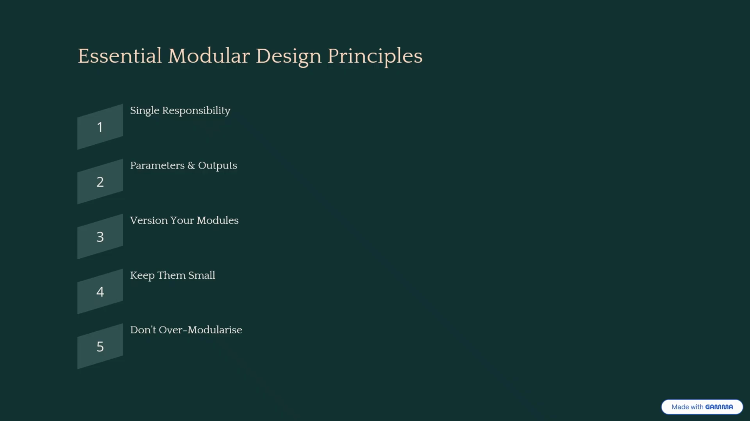Another thing we could look at is parameters and outputs. We need to avoid hard coding values. They are likely to change. Instead, we rely on flexible parameters and clear outputs. The third one here will be versioning our modules. We could store modules in version control like Git or a registry, using tags for version management. Another one to consider is keeping them very small. Conciseness is key. A module exceeding 500 lines might indicate it's attempting to do too much.